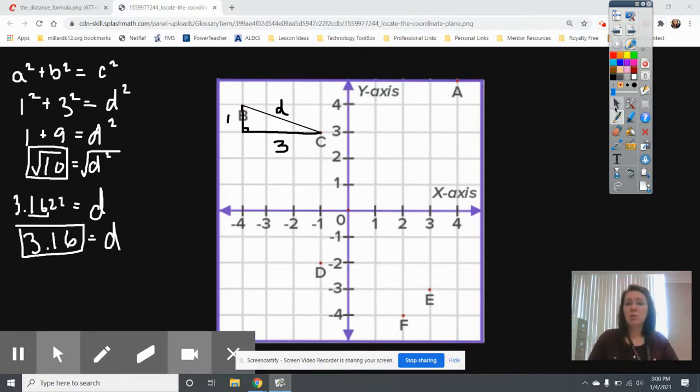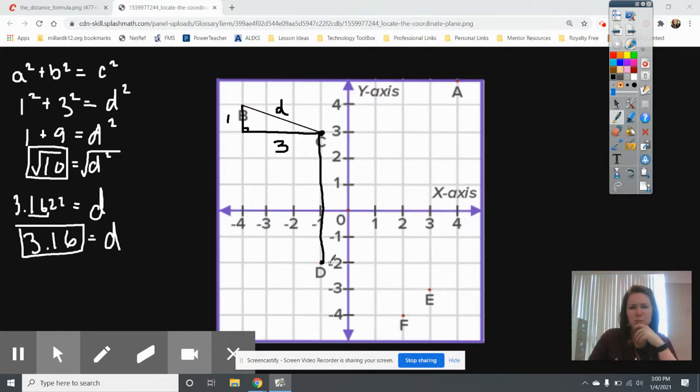So I'm going to show you another example. Let's say I need to find the distance between point C and point D. This is a really easy one. Sometimes people get caught up in trying to solve and using lots of math. This is a straight line. I can just count 1, 2, 3, 4, 5. Boom, the distance there is 5. That's easy.